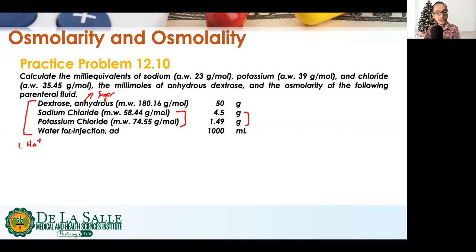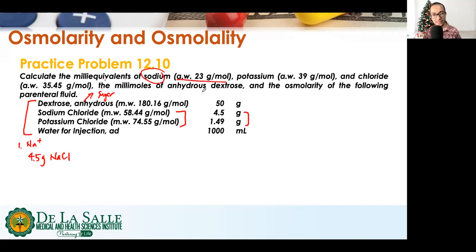So, to determine the amount of sodium, this is usually the confusing part, no? You are given here 4.5 grams of sodium chloride. Okay? But the question asks for the number of milliequivalents of sodium. And then I also gave the atomic weight.